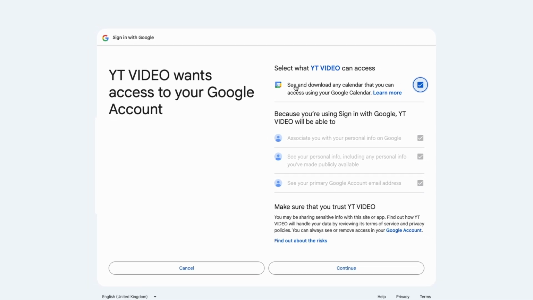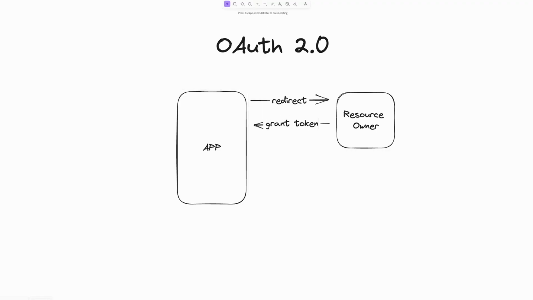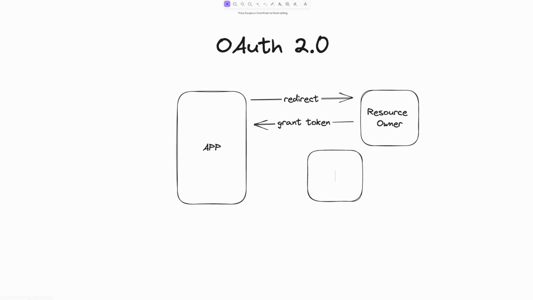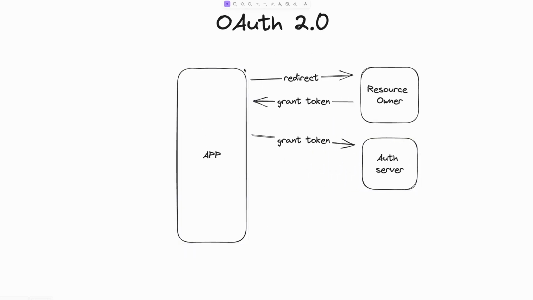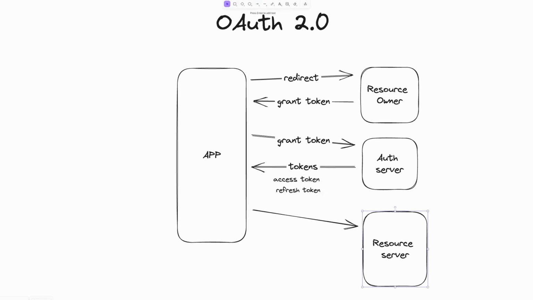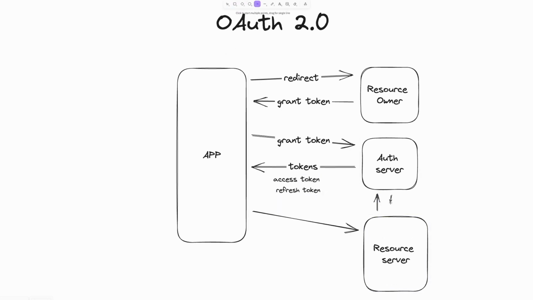And once the user accepts it, it will send back a grant token to our application. And then we can use that grant token on the Google Auth server to get back our real tokens. And there's going to be the access token and a refresh token. Then we can use the access token to make calls to the resource server. So the resource server could be Gmail, Notion, Twitter, Discord, whatever. And this resource server is going to check with the auth server if the access token is valid. And if it's valid, it's going to give us back the requested resource.